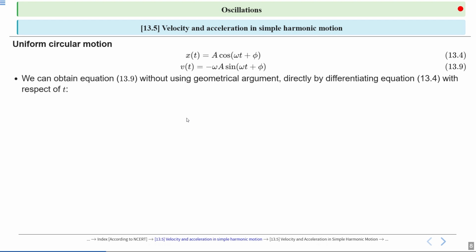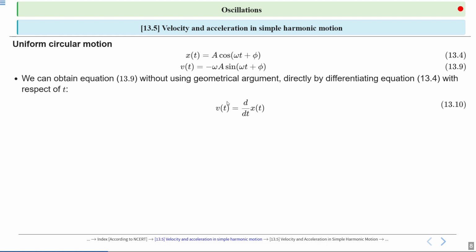We can obtain equation 13.9 without using the geometrical argument directly by differentiating equation 13.4 with respect to t. This approach uses calculus and gives us a more general method for finding velocity in oscillatory motion. v of t is equal to dx of t upon dt, which means the velocity at any time t is the derivative of the position with respect to time.